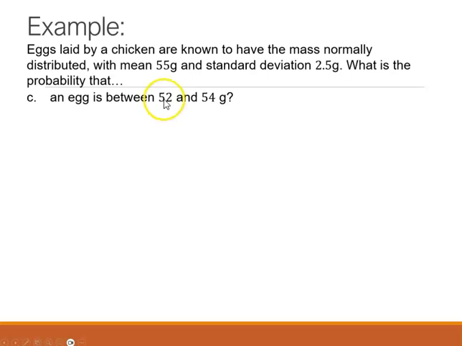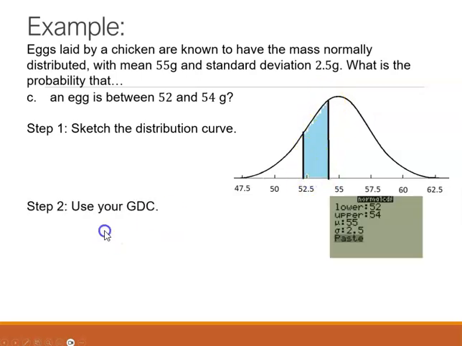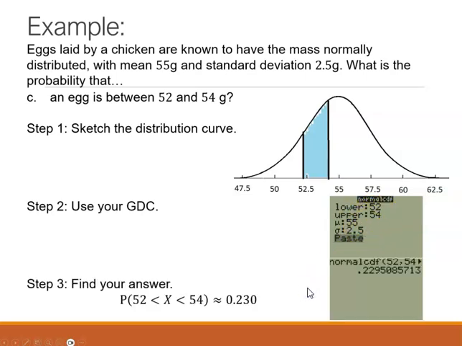How about an egg between 52 and 54? Again, sketch my picture. Go to my calculator, 52 to 54. Just about 23%. Everybody feel okay?